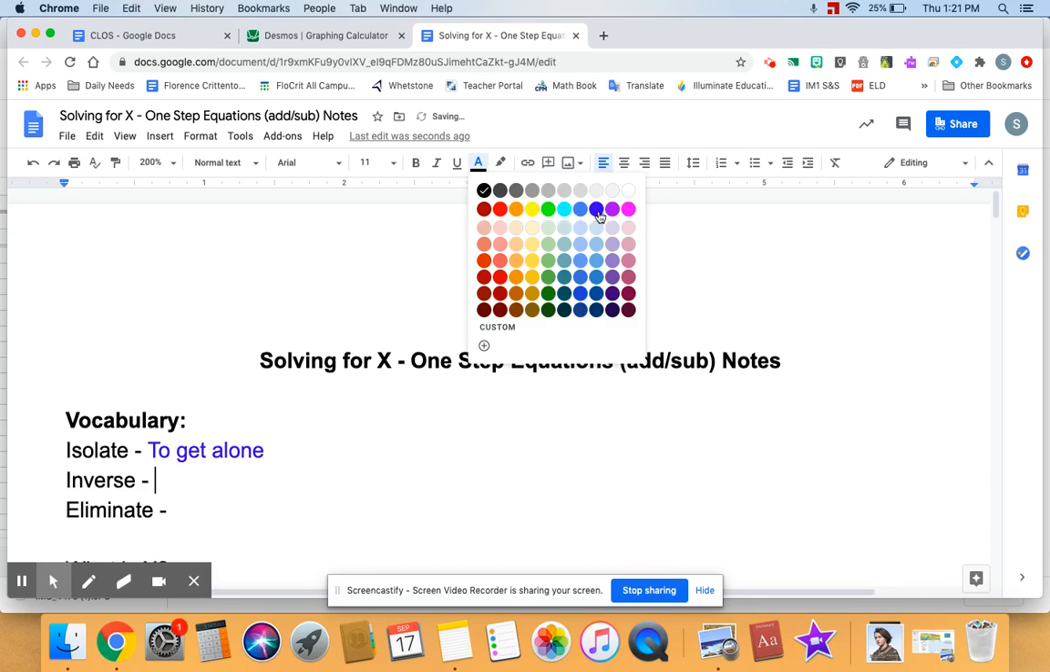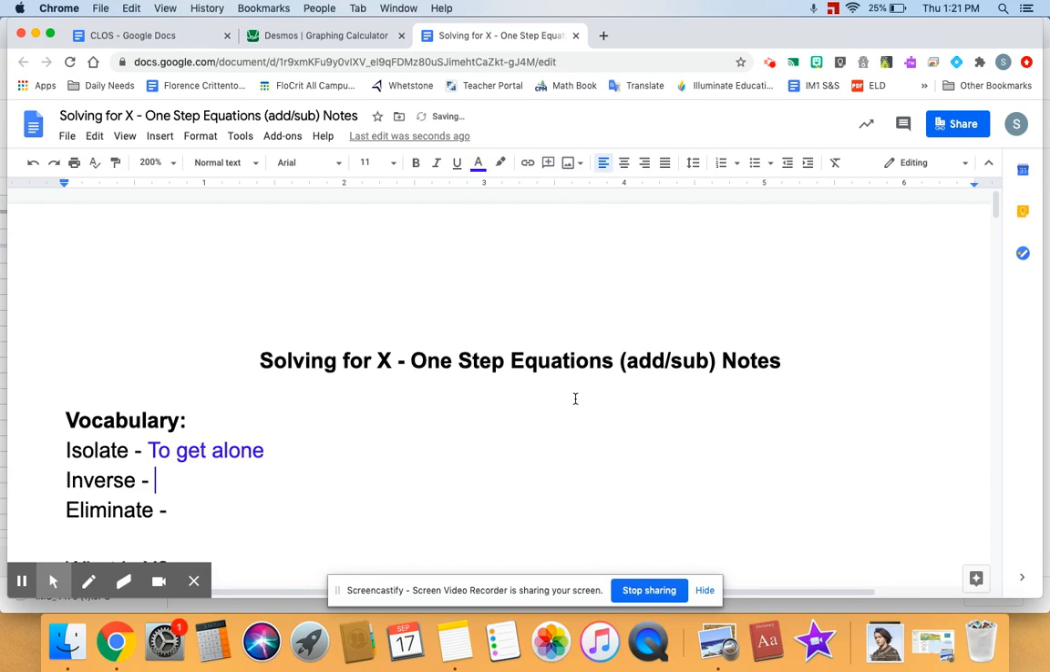Remember, the inverse of something undoes it. For example, adding and subtracting are inverses because adding undoes subtracting. And when we're undoing things, what we're actually doing is eliminating it or getting rid of it. To eliminate is to get rid of, cancel. All of these mean the same thing.